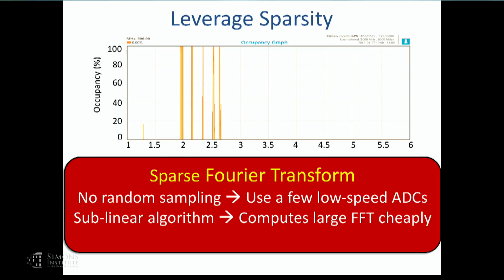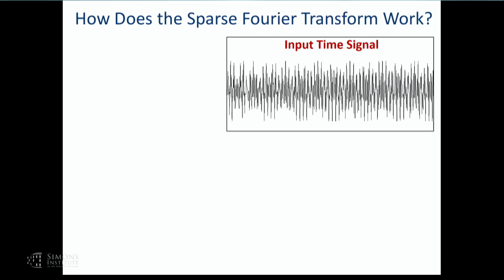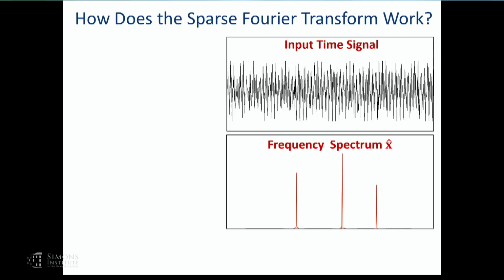So how does this sparse Fourier transform work? Say this is your input time signal, and let's say this spectrum is extremely sparse. It just has 3 peaks. So the way it works at a very high level is in 2 steps: bucketize and estimate.